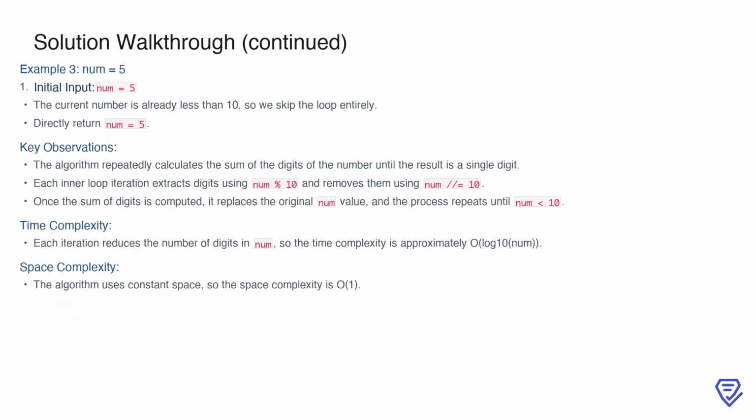In the final example, the input number is 5. Since 5 is already less than 10, we skip the outer loop entirely and directly return the result, which is 5.